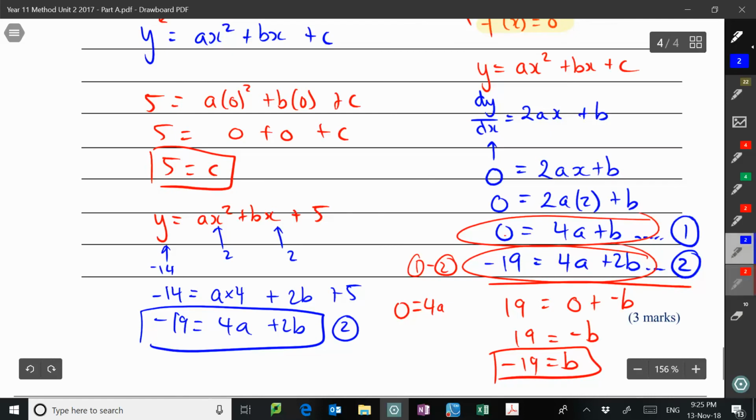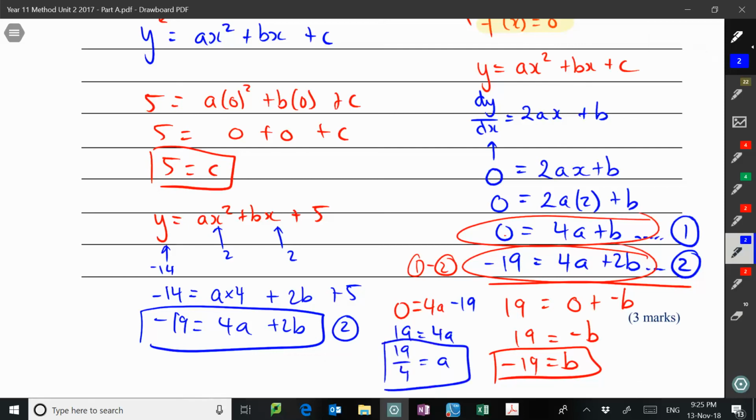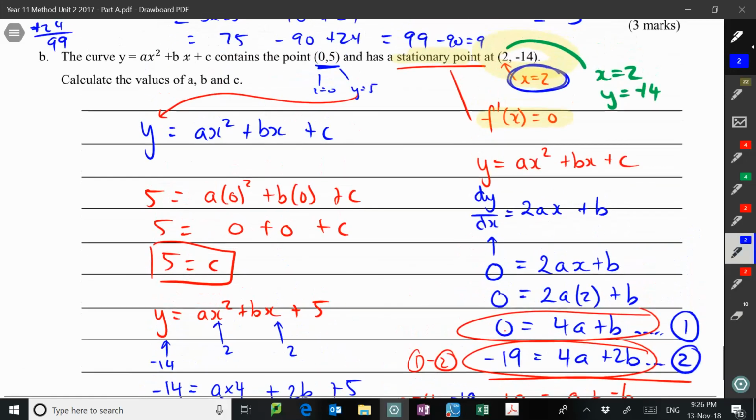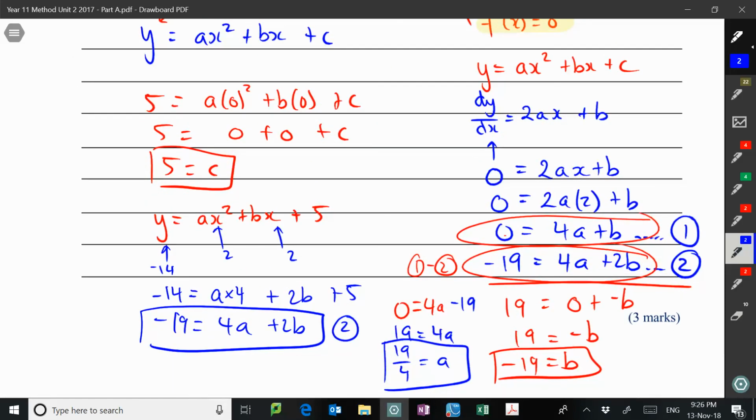Now b was minus 19, so minus 19, add 19 on both sides for a, and a equals 19 on 4. There you go. Done. Answered the question. Too easy. Okay, so you've got a is 19 on 4, b is negative 19. So really, what was tricky about this? It was probably the simultaneous equations, maybe some fractions that you don't like.